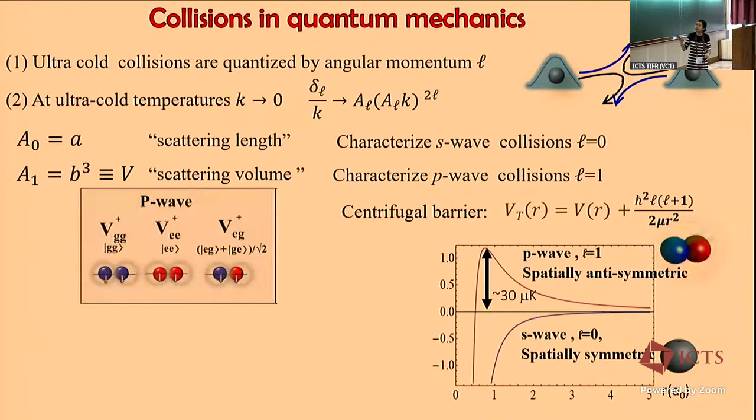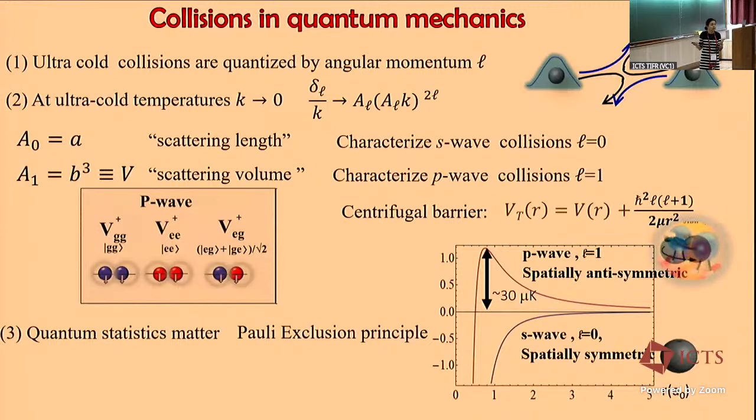And well, in our case that we have atoms in the ground and excited state, you can see here L equal to 1, it costs energy, that is why it's proportional to k squared, k associated with the momentum of the colliding particles. And then there is a scattering volume that can have three flavors: between ground and ground, excited and excited, and ground and excited. So they are suppressed by the centrifugal barrier on one hand.